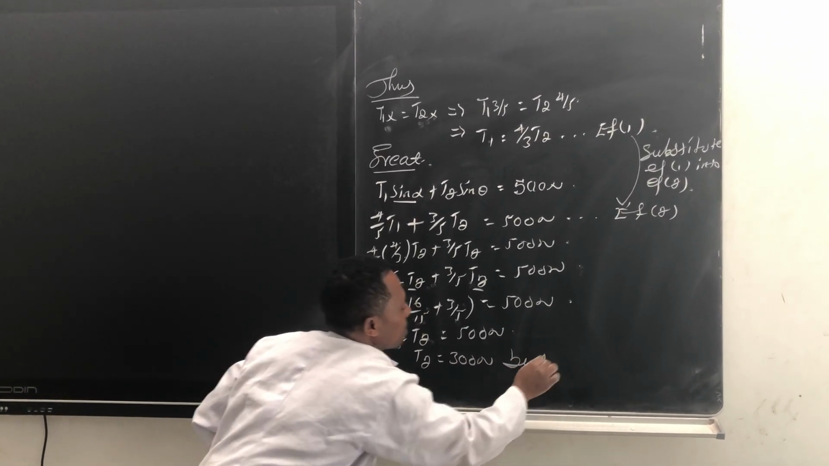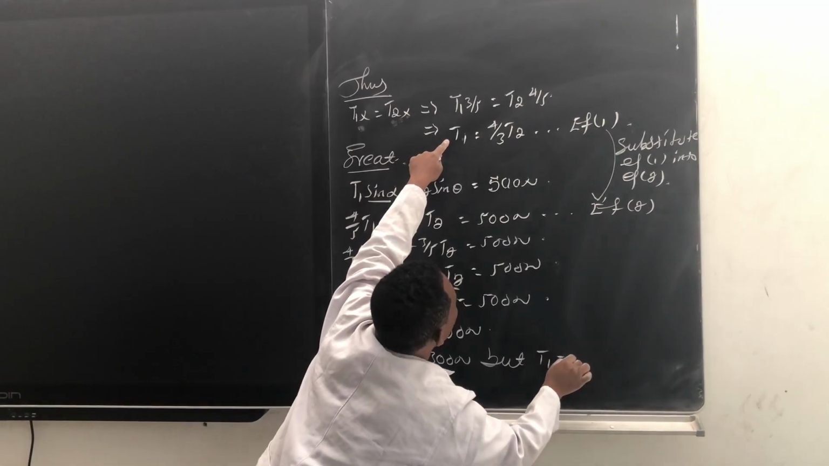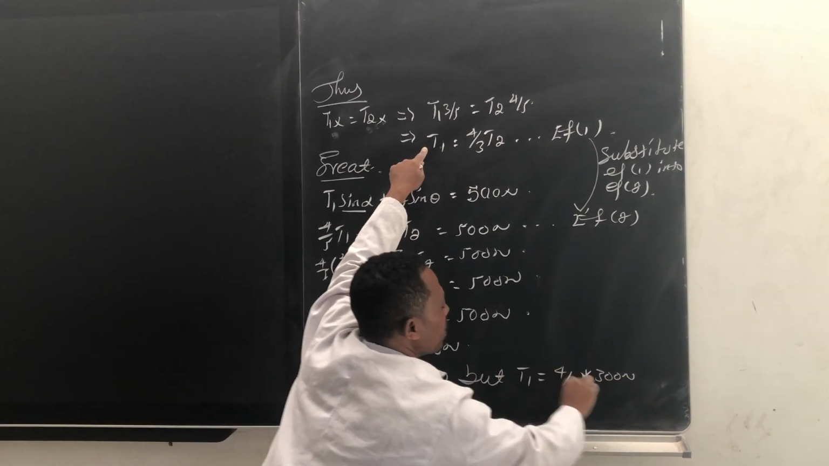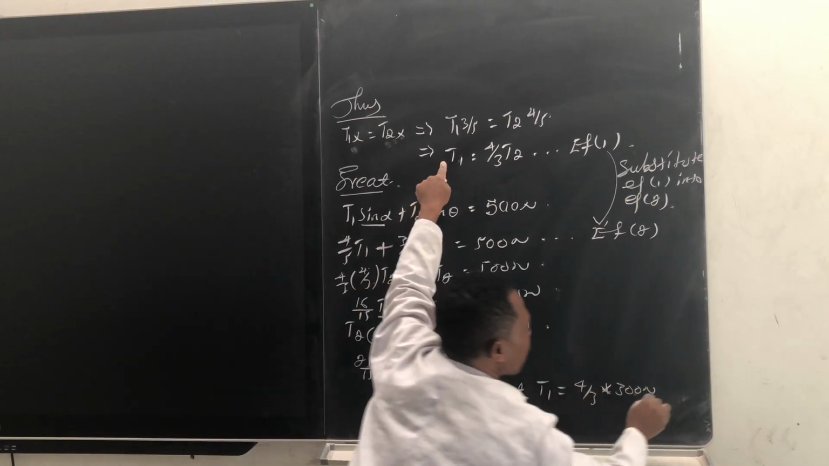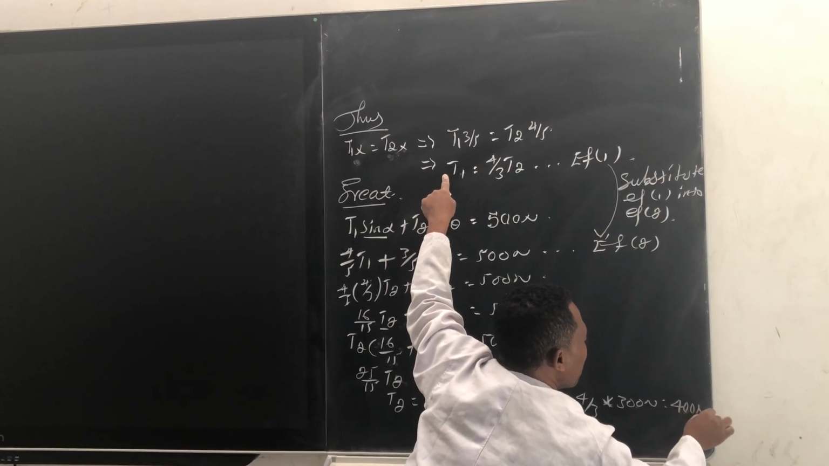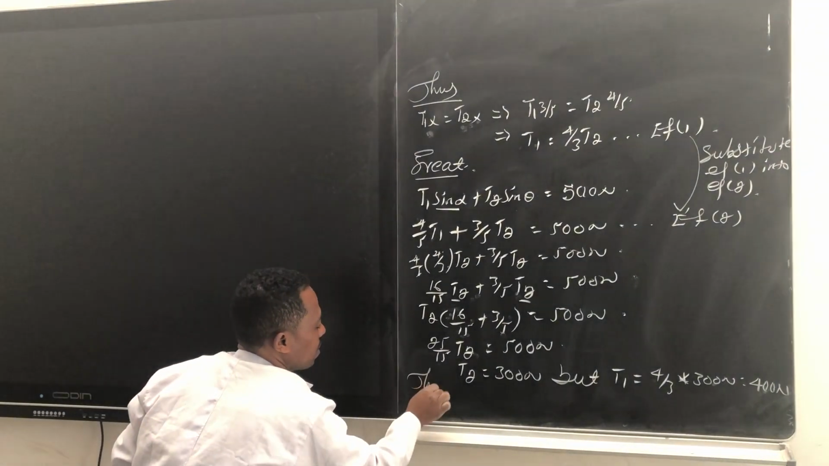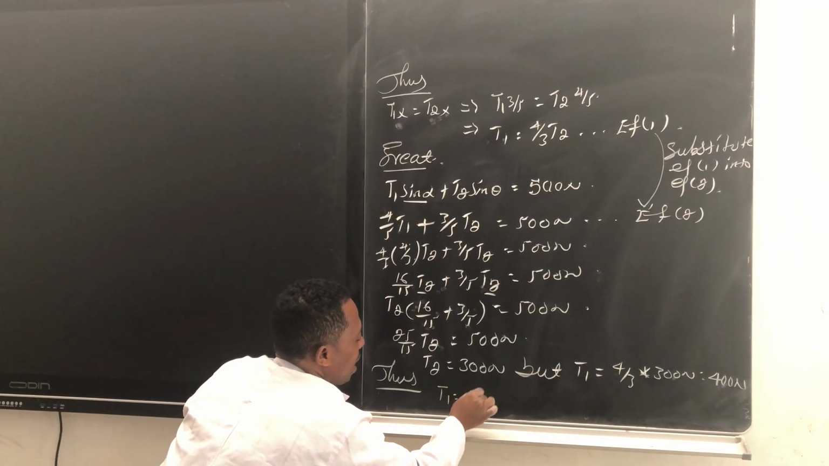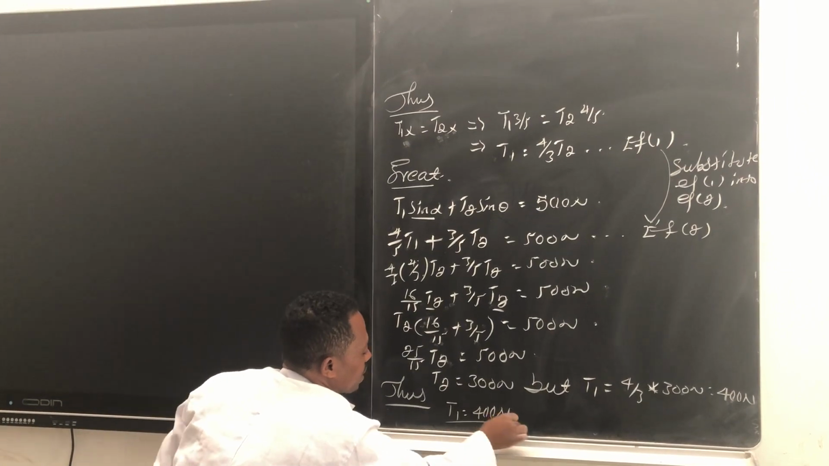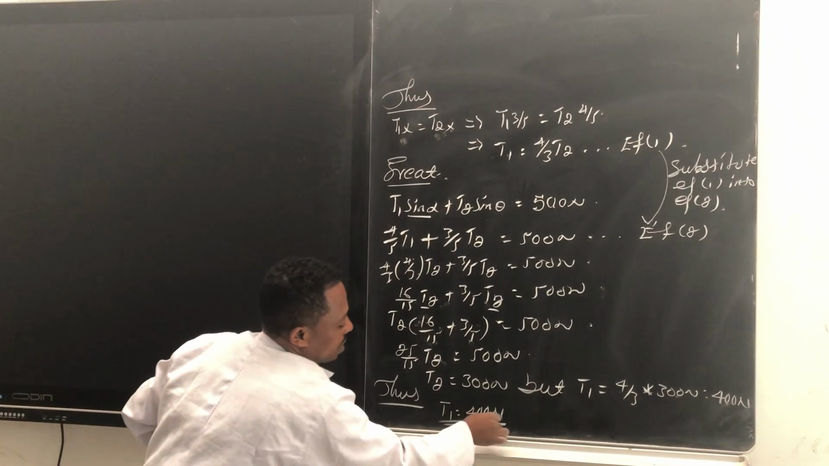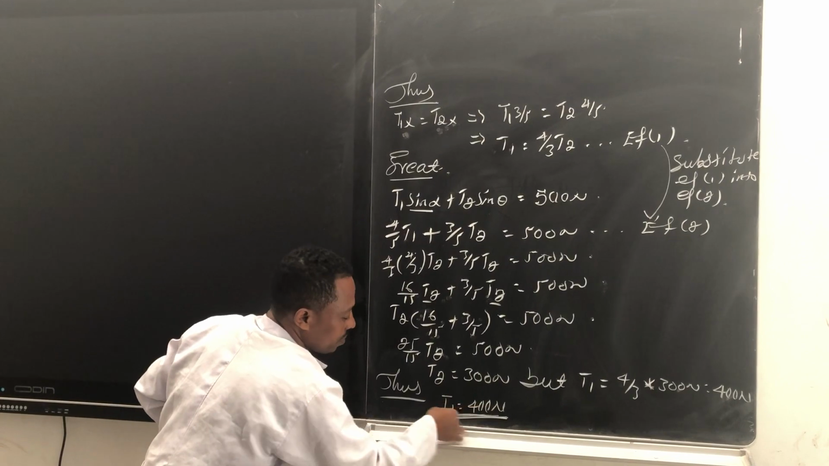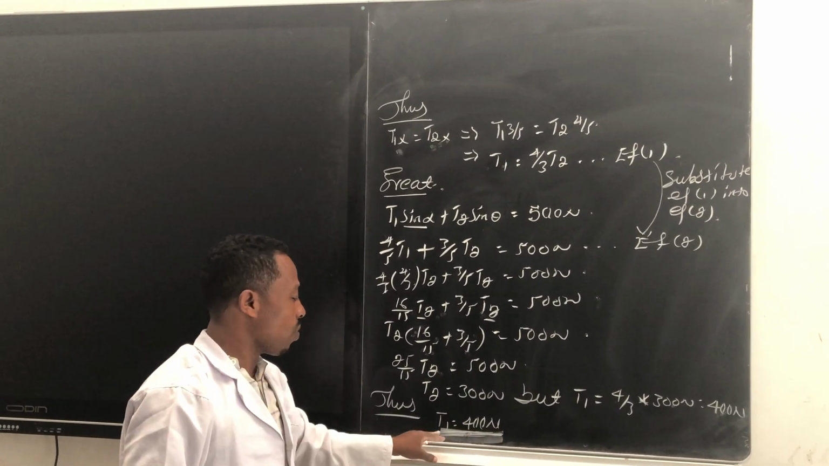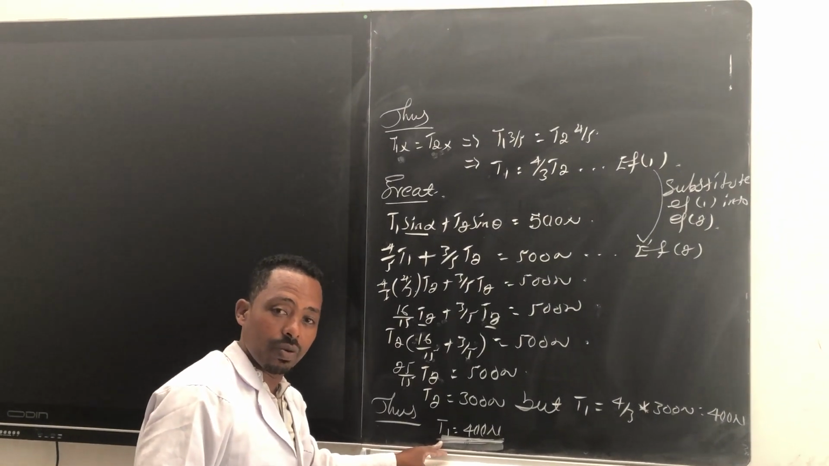But the value of T1 becomes 4 over 3 times 300 Newton. 300 divided by 3 is 100, times 4 is 400 Newton. Thus, T1 is equal to 400 Newton. We were requested to find the value of tension 1, and that is 400 Newton.